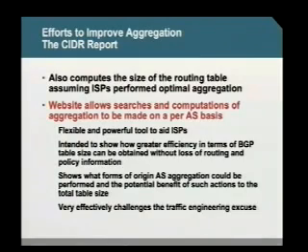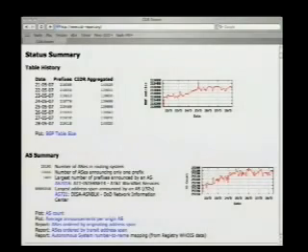Computes the size of the routing table, assuming ISPs performed optimal aggregation. Jeff basically takes the Route Views view, so he sees different ways into the different networks. So you can do a much better estimate of deaggregation than I can with my single view. That's pretty handy. The website allows searches and computations of aggregation to be made on an AS basis. So it very effectively goes against the traffic engineering excuse.